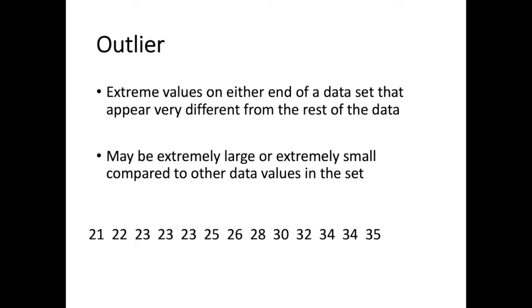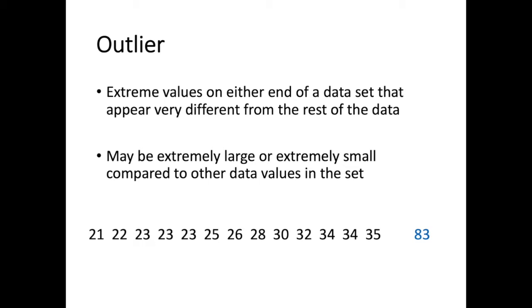If I had my data set on the screen, we can see we've got 21, 22, 23, 23, 23, 25, 26, 28, 30, 32, 34, 34, 35. All of those numbers are fairly close together. There are no big gaps in those numbers. Then if I had a number on the end of 83, I can see there is a big difference between 35 and 83. So that 83 is going to be an outlier. Sometimes it'll be really obvious when you're looking at it that a number is an outlier, like our 83 compared to our next number of 35. Other times it won't be as obvious.